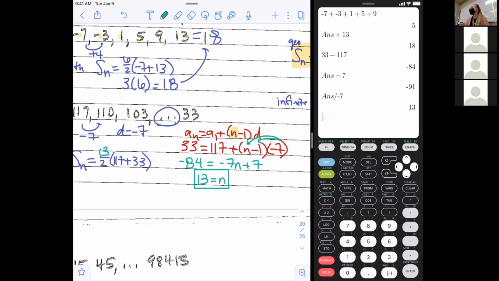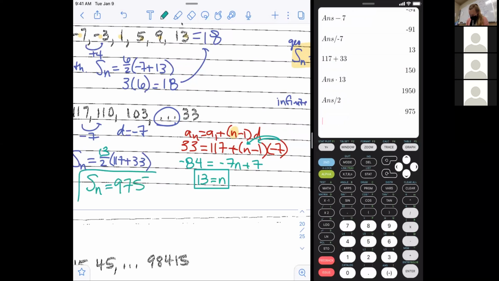Now these are all sums. Sums are going to be pretty big numbers. So if you get some kind of weird big number, don't let that panic you. That's fine. We're going to get kind of a weird number. So I've got 117 plus 33. I'm going to multiply that by 13, and I'm going to divide that by 2, and I get 975. That's the sum of all those numbers if I were to add them all together.